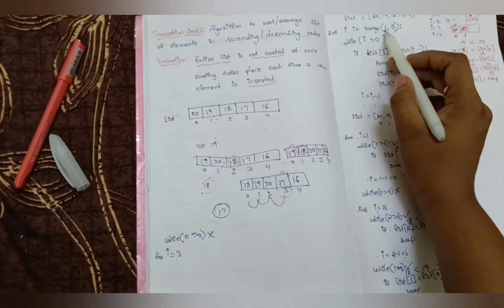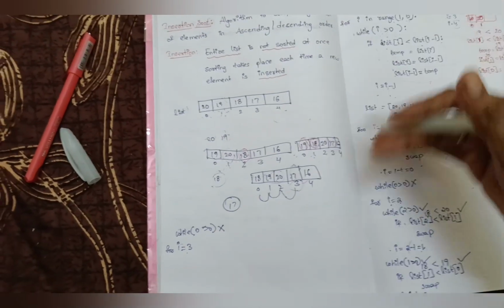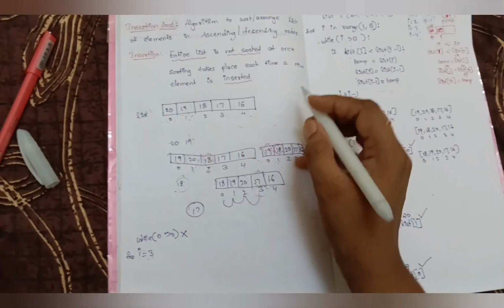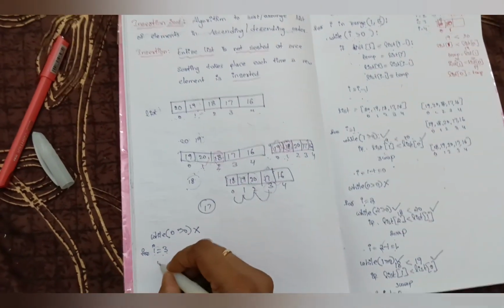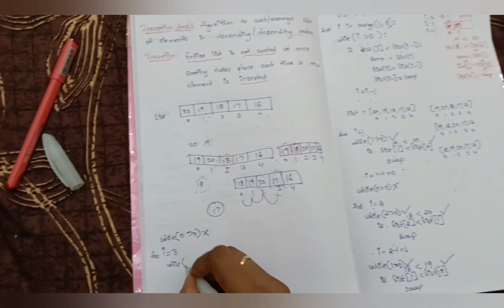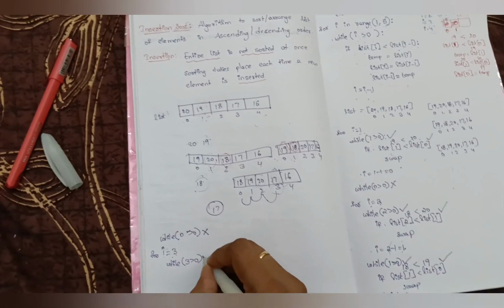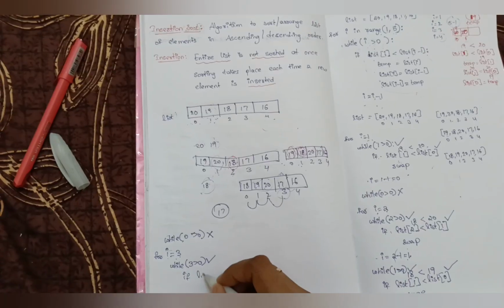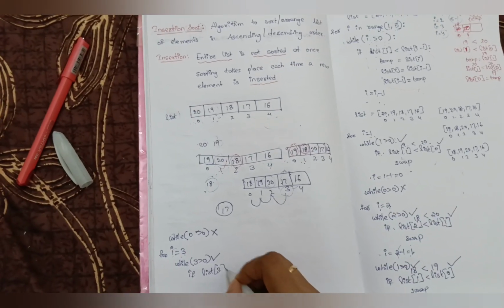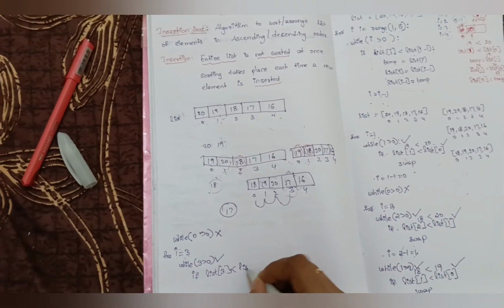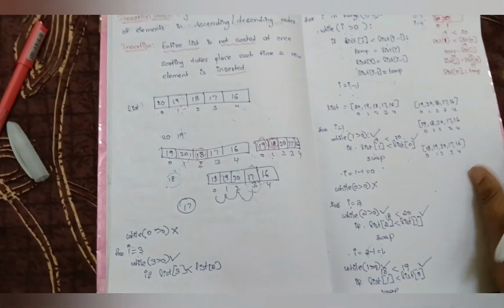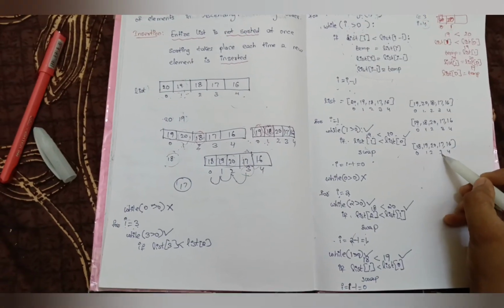Until this range is over, we'll iterate again and again in the for loop. I value became 3. After that we'll enter the while loop. While I, 3, is greater than 0? Yes, 3 is greater than 0, so we'll enter the while loop. Then we check the condition: if list of 3 is less than list of 3 minus 1, that is 2. Where is list of 3? List of 3 is this.